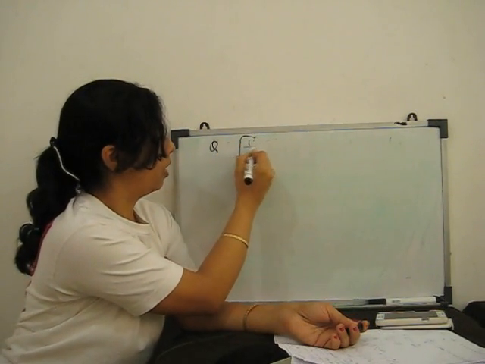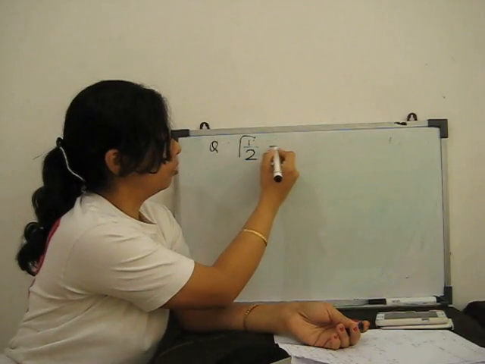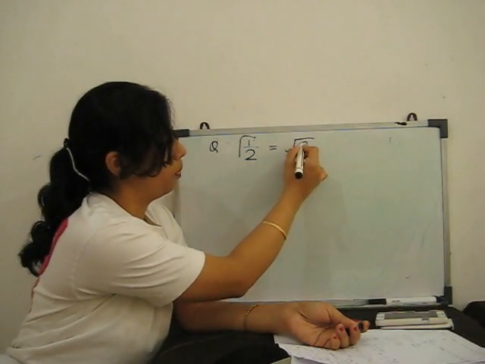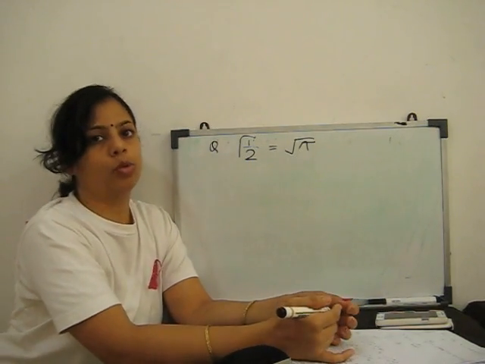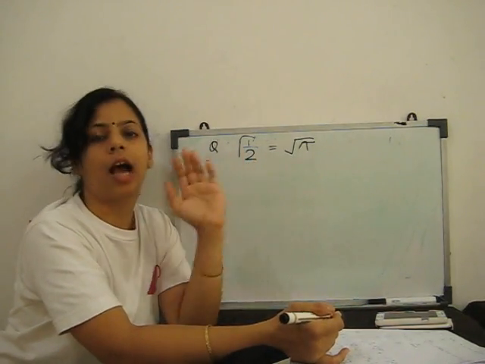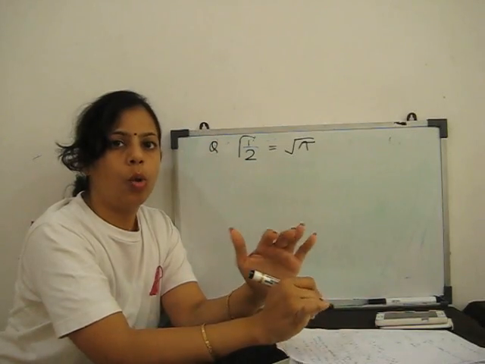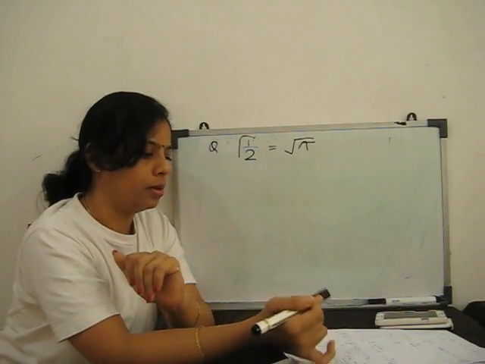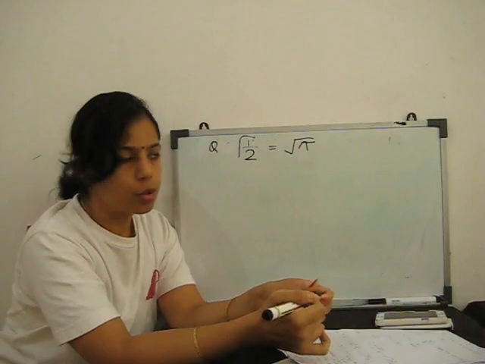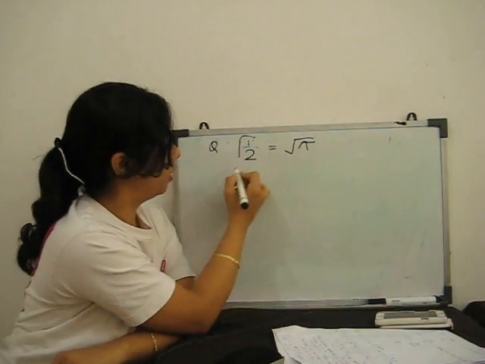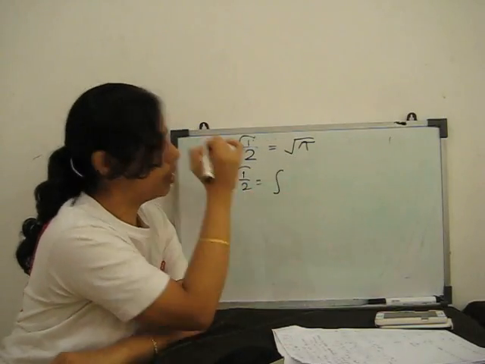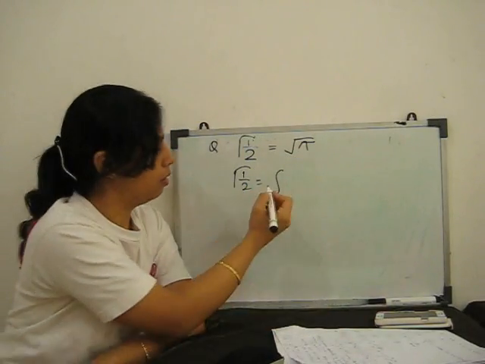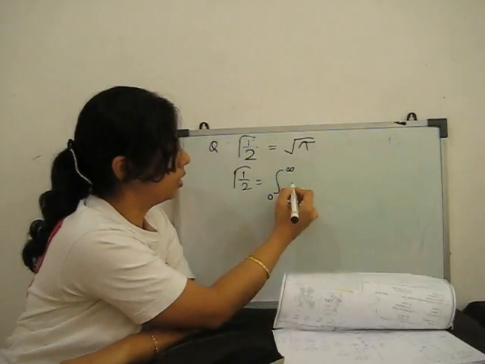Gamma of 1 by 2 gives under root of pi. Sometimes they ask about the proof of this, how gamma half is equal to root of pi will come. So I can show you gamma half. If we write it in the integral form, 0 to infinity e to the power minus x.